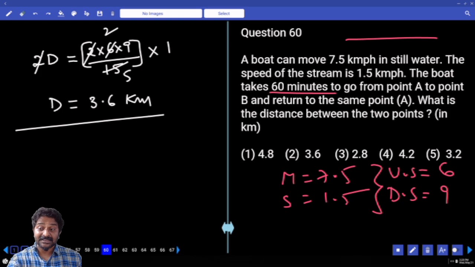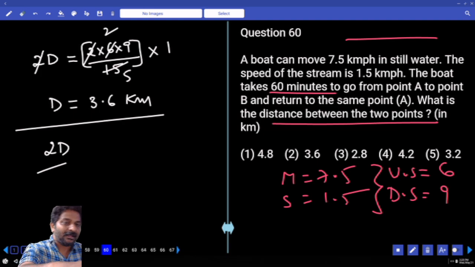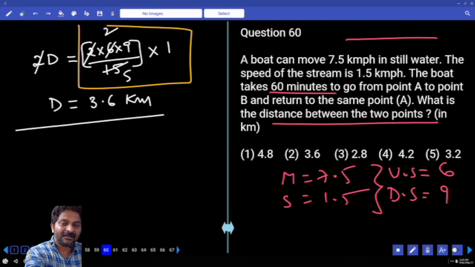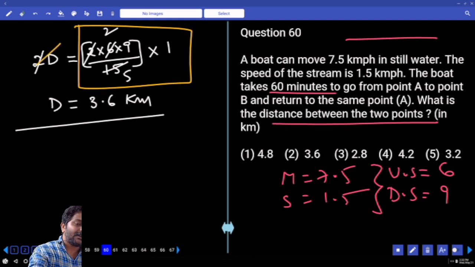The question is about distance between 2 points. Sometimes they'll ask distance traveled. Distance traveled in the sense 2D. Otherwise, directly you can calculate the right hand side value. That is the total distance covered in this case. Need not take the 2D value, directly take the right hand side.